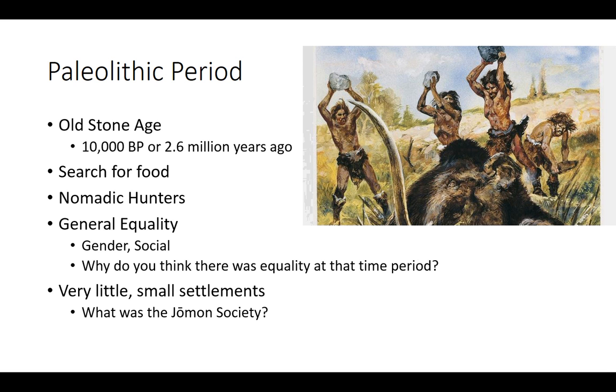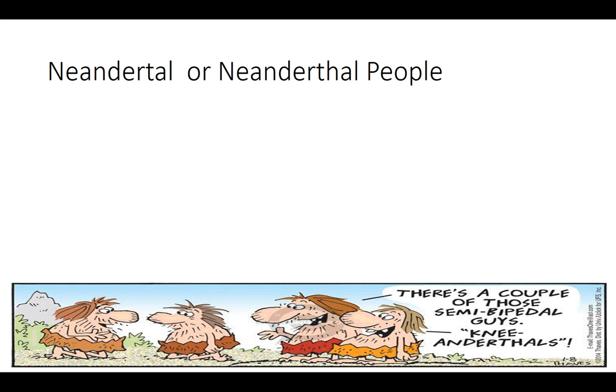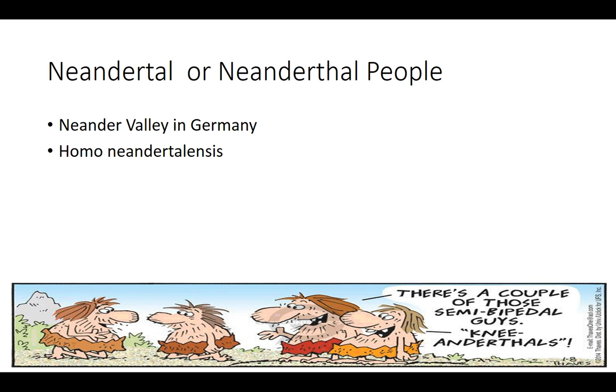Okay, next we get the Neanderthal people. The Neanderthal come from the Neander Valley in Germany. Germany is a country in Europe. And they're known as the Homo neanderthalensis.